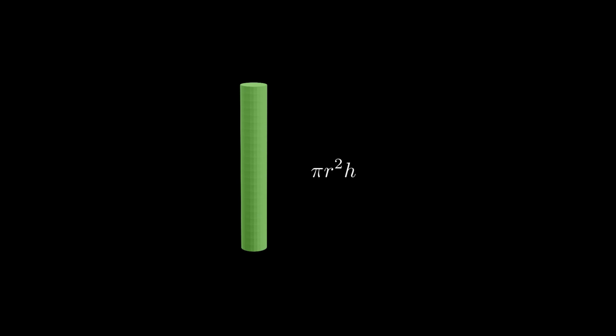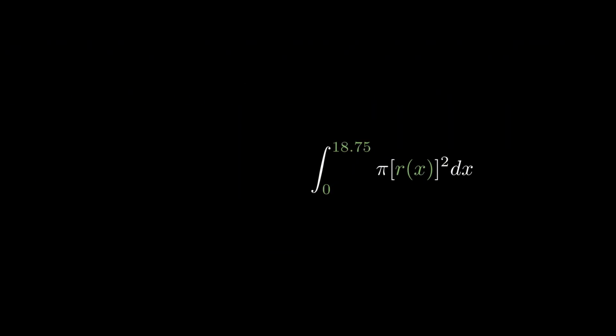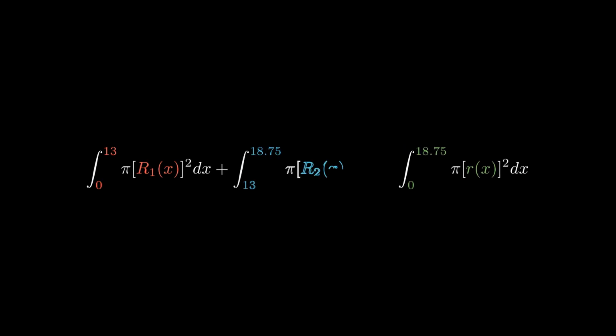Following the same technique as the disk method, we can use the integral of pi times r of x squared dx, where this time r of x represents the radius of the bouquet. Giving it bounds from 0 to 18.75 and then subtracting it from the other two integrals accomplishes the same goal. But I want to show you something more elegant.